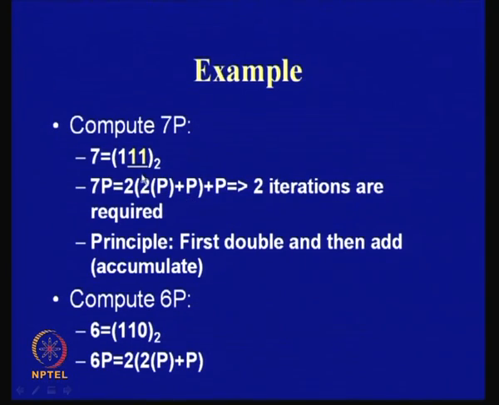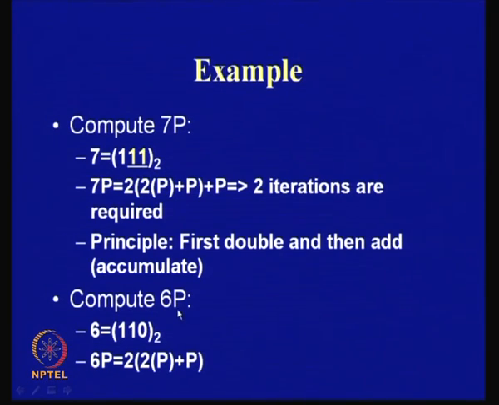And next one is again a 1. So, again you are doing a doubling and adding with p. That is 2 into 2p, you see that 2p plus p is 3p, into 2 is 6p, plus p is 7p. So, you see that 2 iterations are required. The principle is: first you are doing a doubling and then you are doing an addition or accumulation operation.